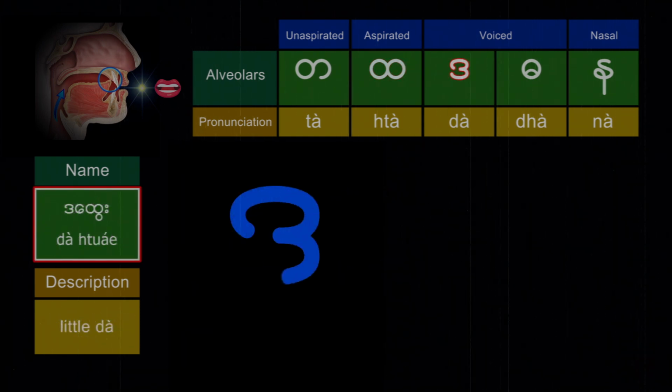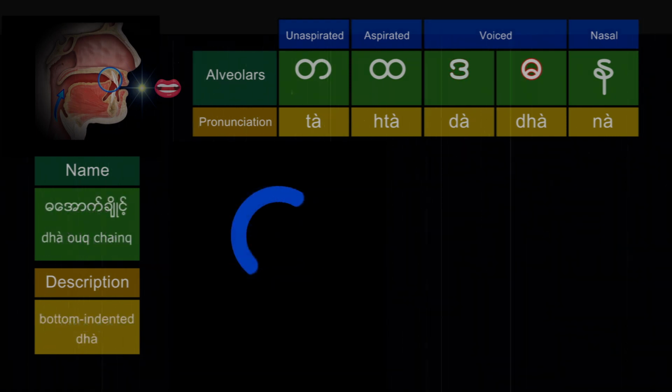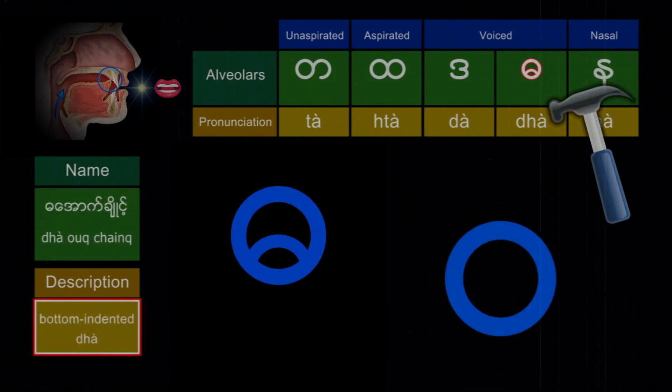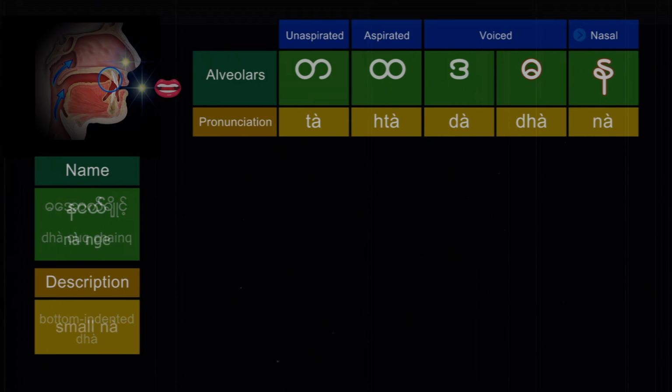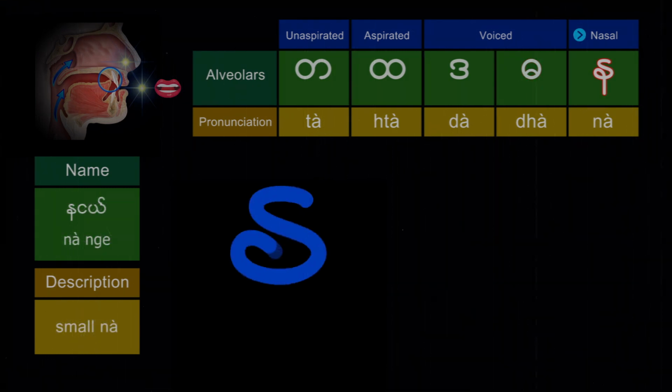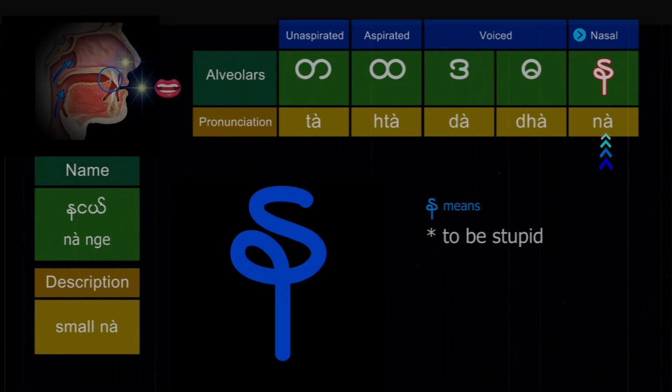Da Tui means little Da, and it gives a Da sound with a lighter tone. Da Auchai means Da with a bottom dent, and it produces a harder Da sound. The last one in this alveolar group is Na Nge. It means a small Na. It gives an alveolar Na sound with a lighter tone.